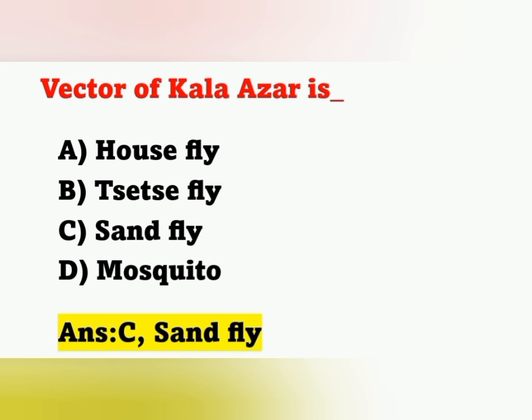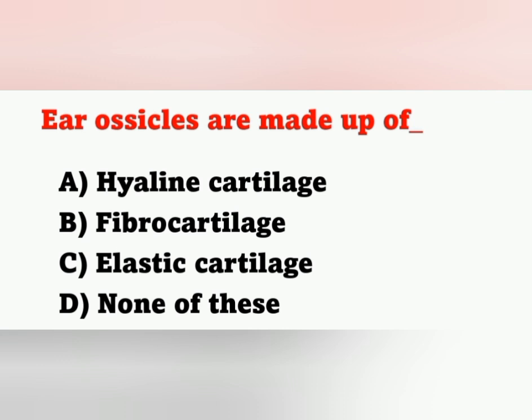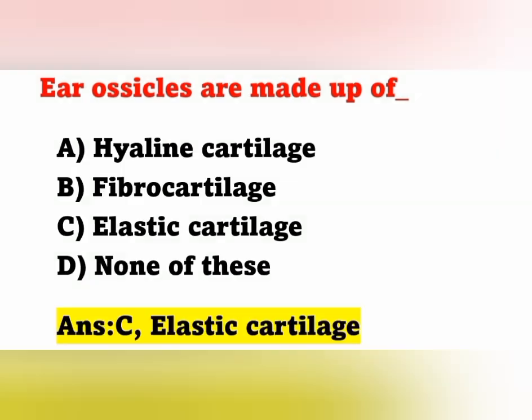And the next question, ear ossicles are made up of. Option A hyaline cartilage, option B fibrocartilage, option C elastic cartilage, option D none of these. Ear ossicles are made up of elastic cartilage, option C is the correct answer. Ear ossicles are malleus, incus and stapes. They are made up of elastic cartilage.